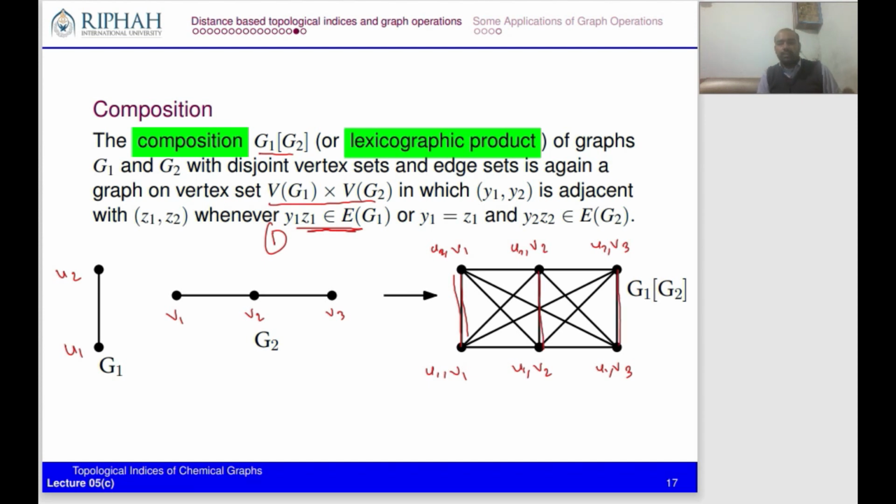The second condition is that the first components are the same. Similarly, all these edges are due to the first condition, and the second condition says that the first components are the same. You can see that the first components are the same here, and V1 and V2 are edges. So these are the edges due to the second condition. This is the definition of the composition of two graphs.